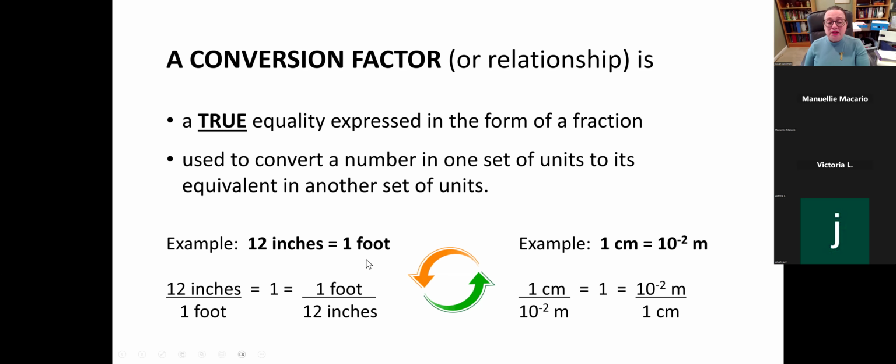If we take that same math sentence, 12 inches equals 1 foot, and divide both sides by 12 inches, we're going to get 1 equals 1 foot divided by 12 inches. Okay? So 12 inches divided by 1 foot equals 1, and 1 foot over 12 inches equals 1, right? What's not true is 12 does not equal 1, or 12 over 1 does not equal 1 over 12. Right? That's not true. But when we put the units in there, it becomes true.